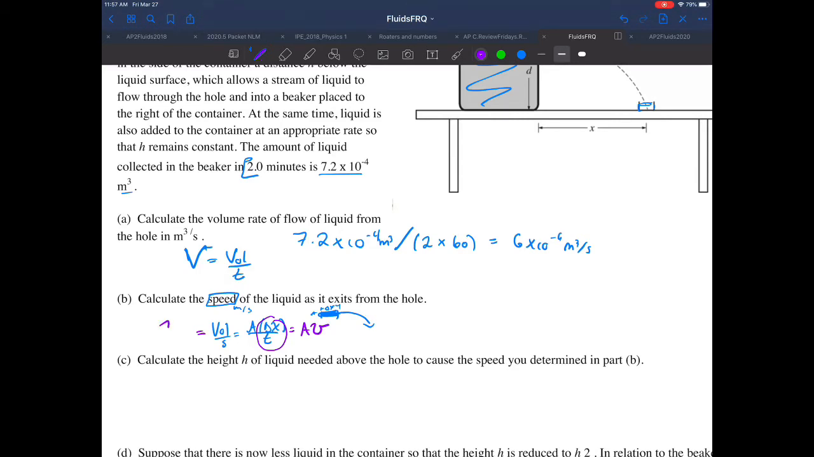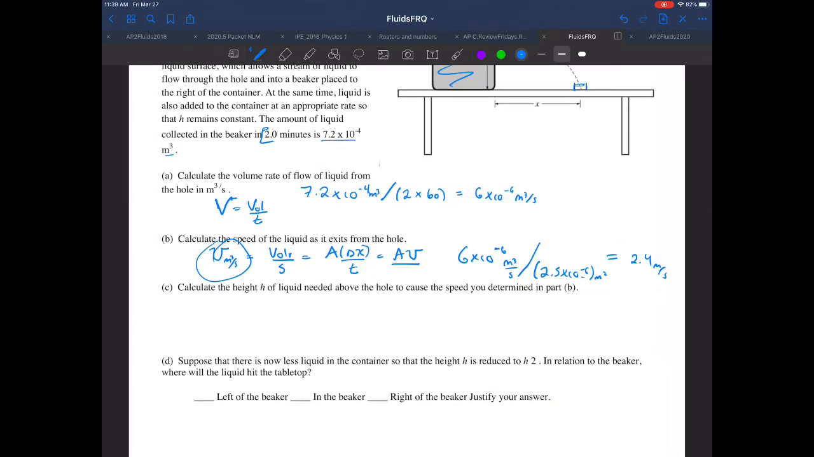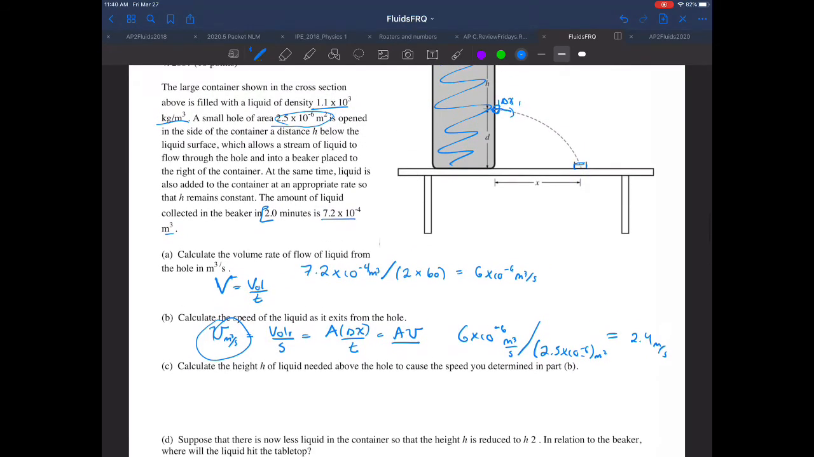So let's take our volume flow rate from above and we'll set it equal to the area times the linear flow rate. So 6 times 10 to the negative sixth meters cubed per second is just going to equal the area of the hole, 2.5 times v. Solving for v, we're going to get 2.4 meters per second. Calculate the height h above the hole needed to create that speed.